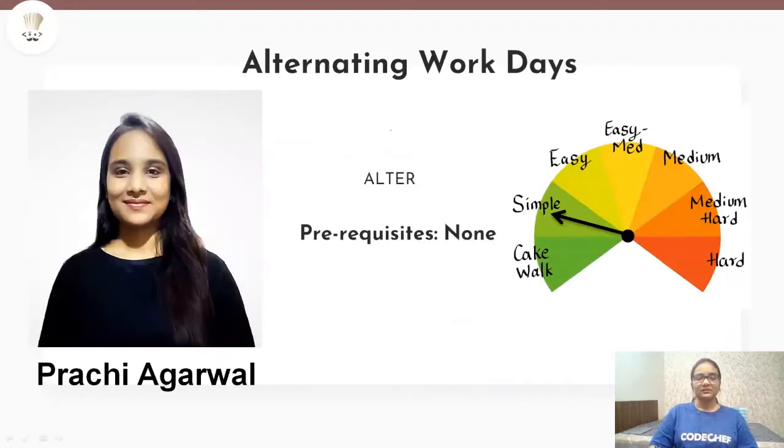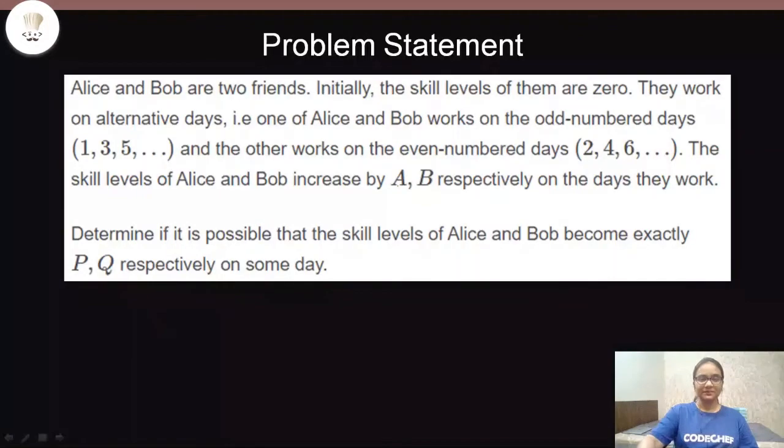Today we are solving the problem alternating work days, which is from the October lunchtime. It is a simple problem. So we'll see the problem statement.